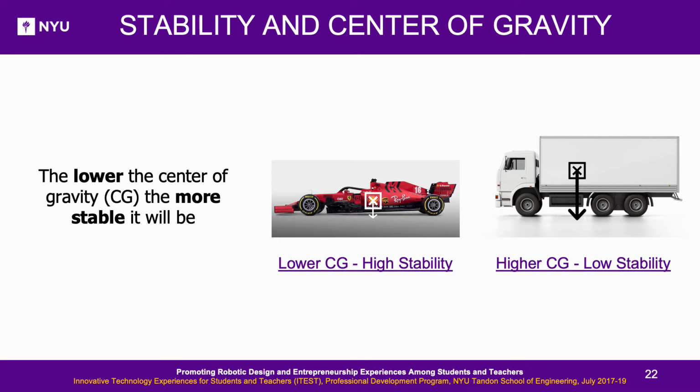Stability and center of gravity. The lower the center of gravity, CG, the more stable it will be. In an F1 car, most of the mass is lower to the ground and hence has lower CG and is more stable, while the truck has mass above the ground and hence higher CG and low stability.